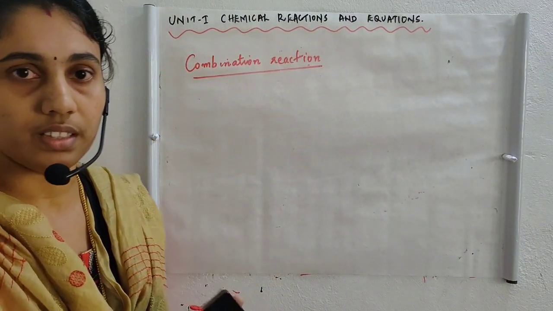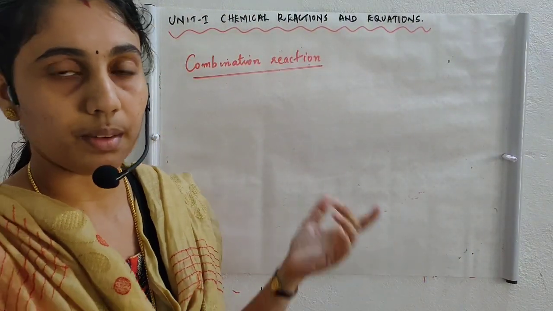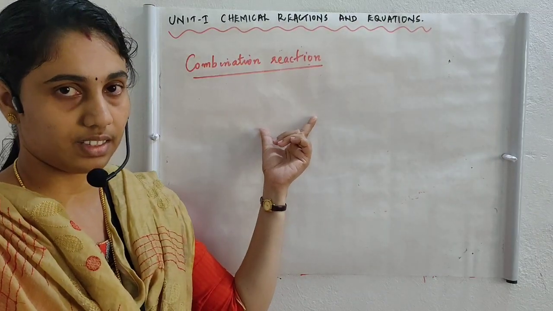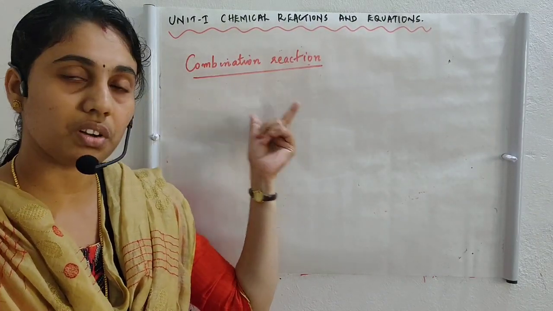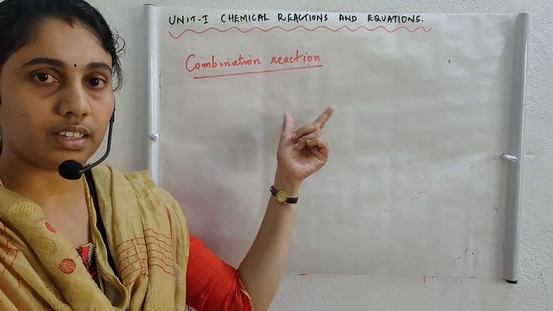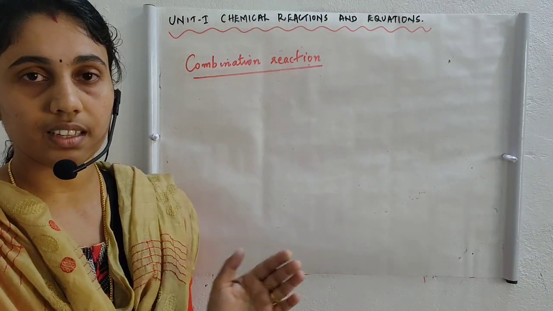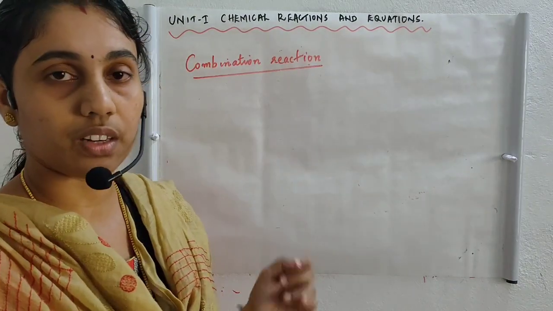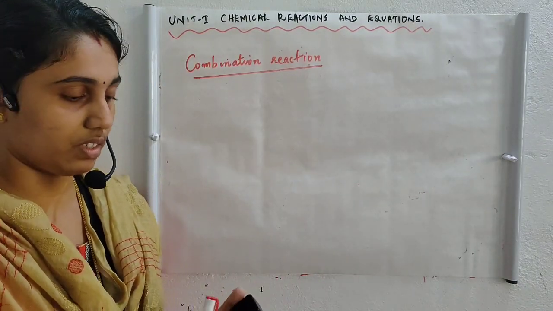Combination reaction means two or more reactants combine to form a single product. So what's the definition of combination reaction? Two or more reactants combine to form a single product. That type of reaction we call a combination reaction.